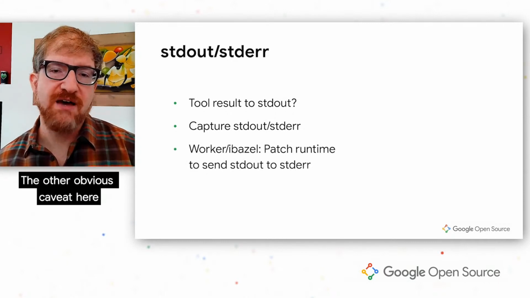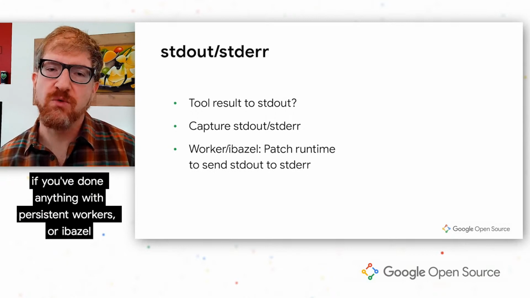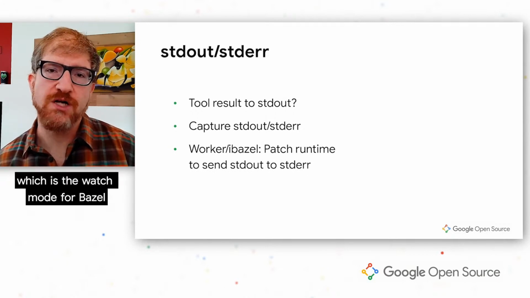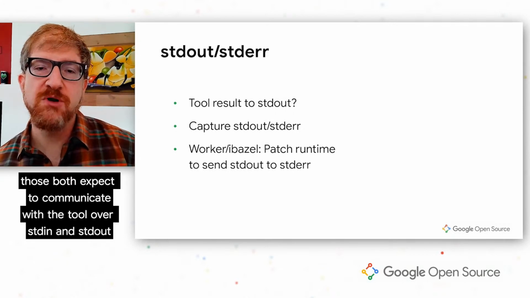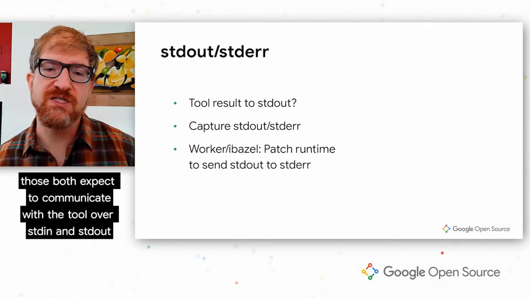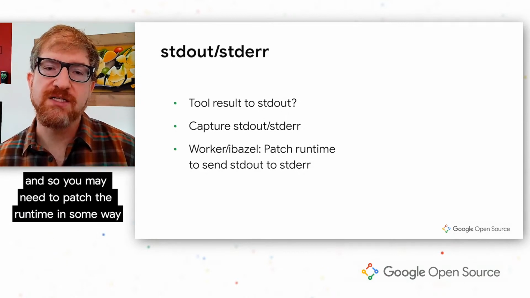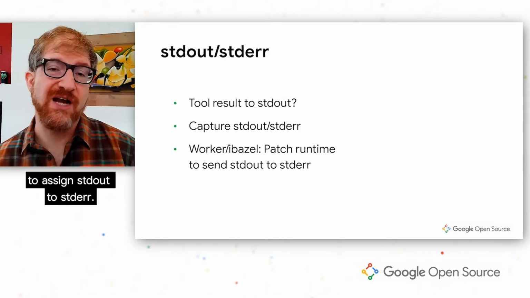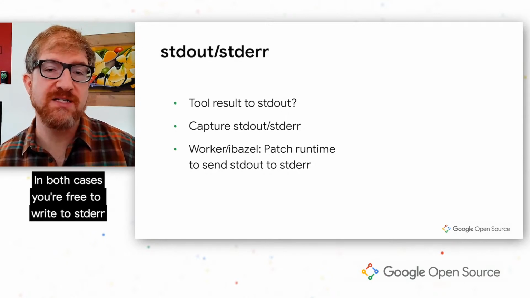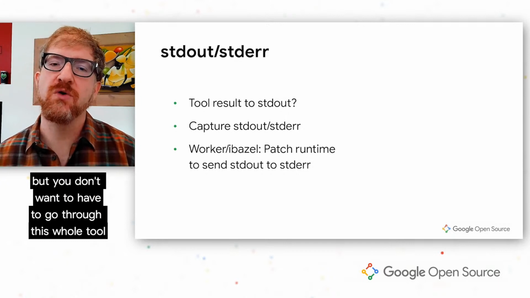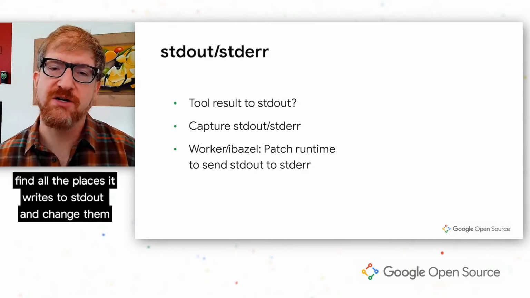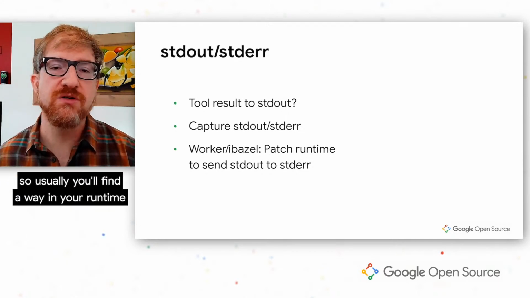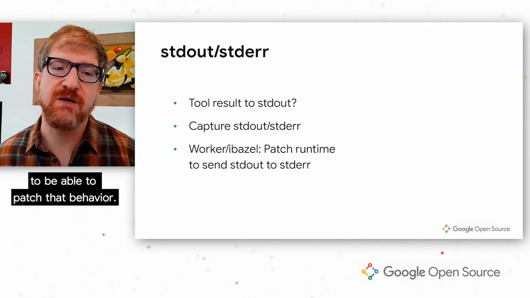The other obvious caveat here, if you've done anything with persistent workers or with iBazel, which is the watch mode for Bazel, those both expect to communicate with the tool over standard in and standard out. And so you may need to patch the runtime in some way to assign standard out to standard error. In both cases, you're free to write to standard error, but you don't want to have to go through this whole tool and figure out all the places that it writes to standard out and change them. So usually you'll find some way in your runtime to be able to patch that behavior.